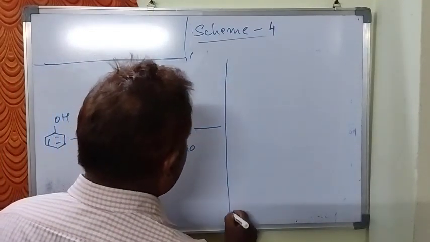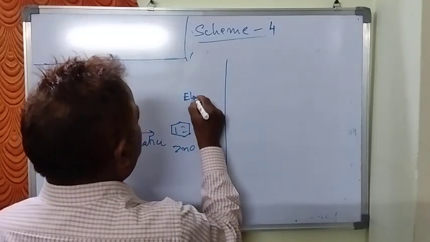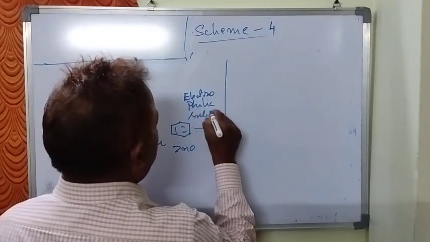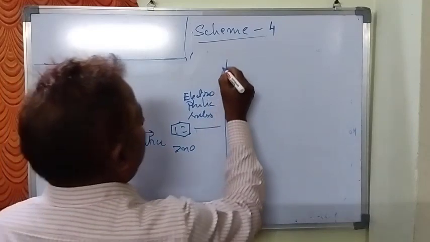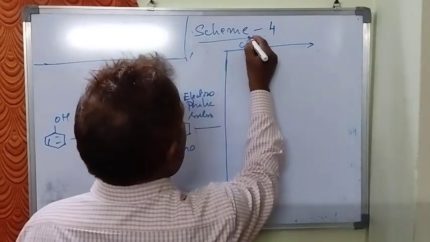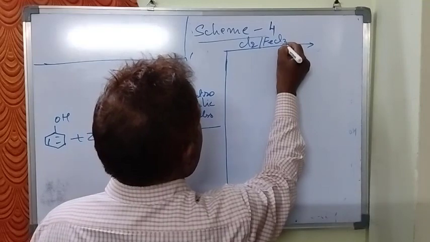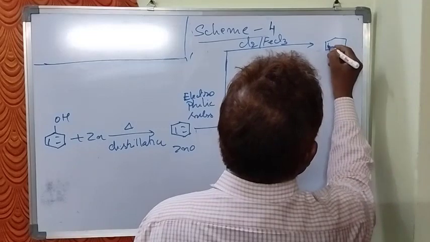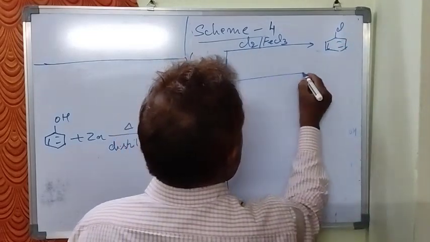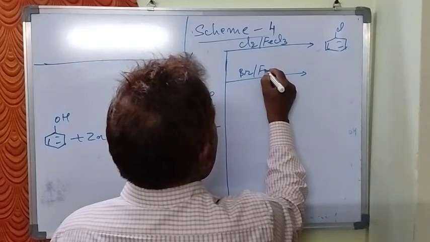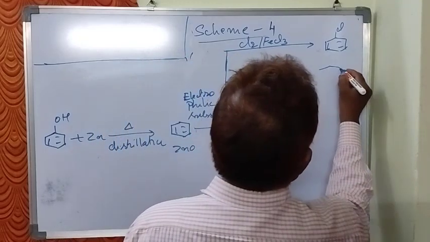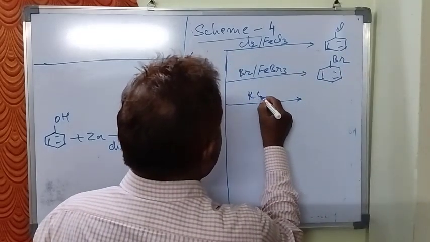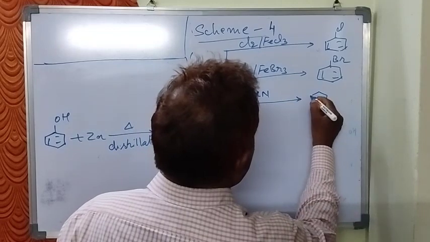Now the so formed benzene is subjected to electrophilic substitution. Different varieties of electrophilic substitutions are there. One is chlorine in the presence of FeCl3. Therefore we get chlorobenzene. Bromine in the presence of FeBr3. Therefore we get bromobenzene. In the presence of KCN, potassium cyanide, we get cyanobenzene.